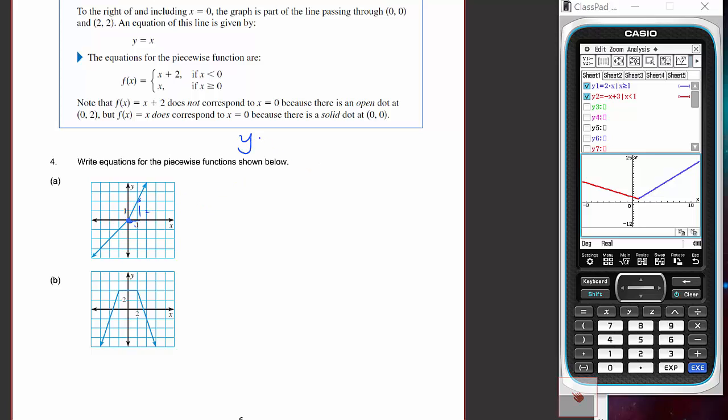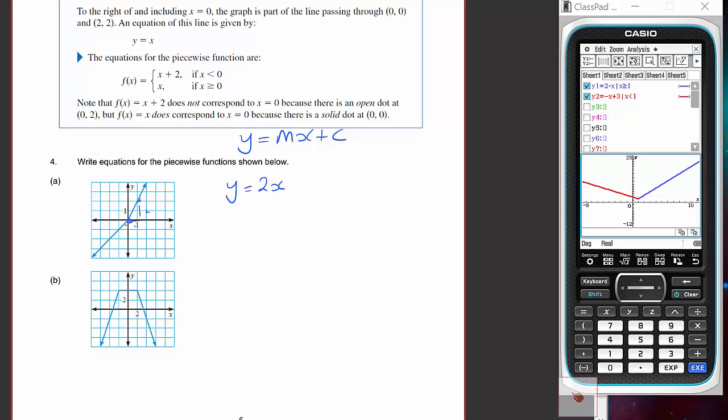Now remember, a straight line is of the form y equals mx plus c. So 1 across, 2 up gives me a gradient of 2. The y-intercept, because it goes through the origin, is 0, so the c is 0. So that's y equals 2x.